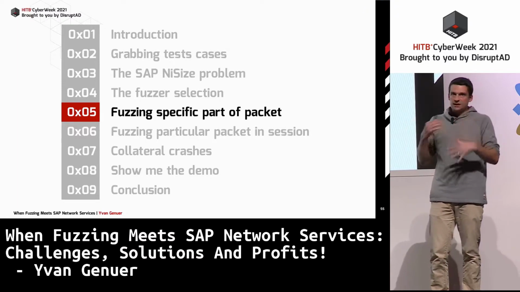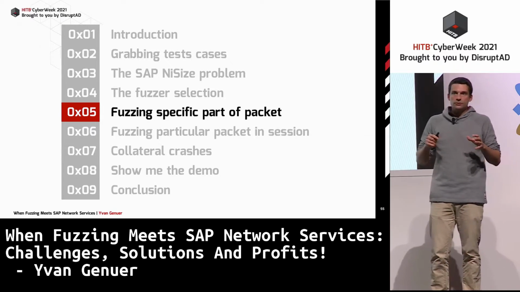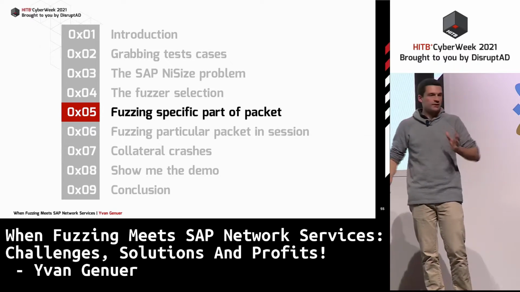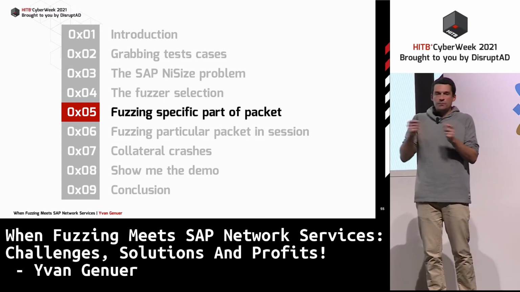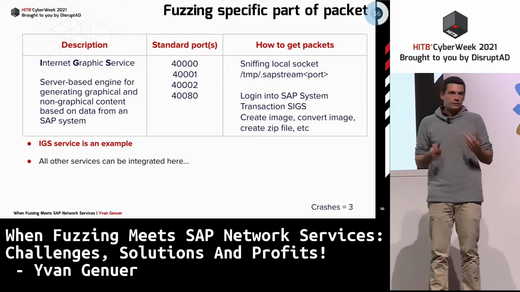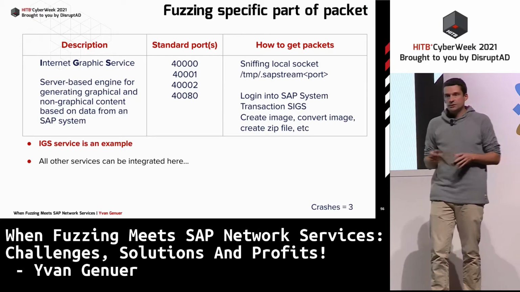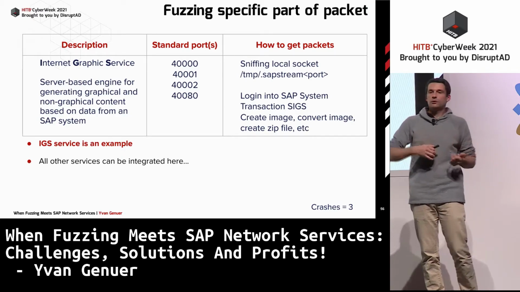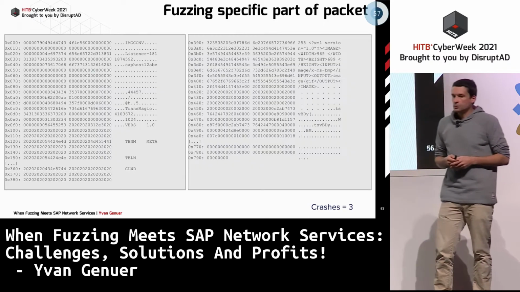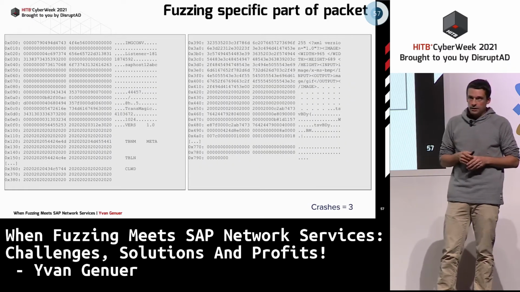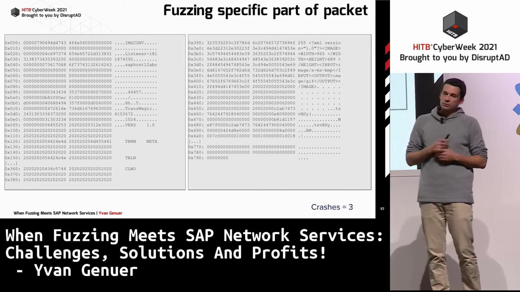Now the next step was: okay, now I would like to fuzz not the whole packet, because sometimes the packet is huge. I would like to specify a part of the packet I want to fuzz. For this part, I will take an example with the IGS. This is just an example, and of course, we did it for all other services, SAP Gateway, message server, etc. So this is an IGS packet. It looks complicated, but don't worry, it's not.